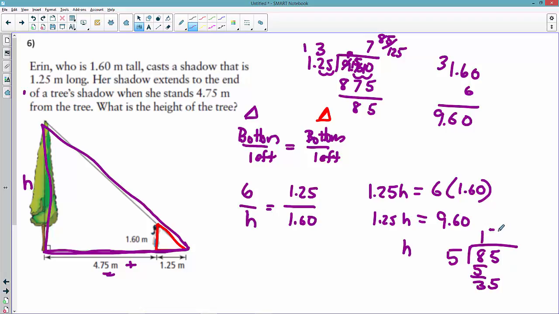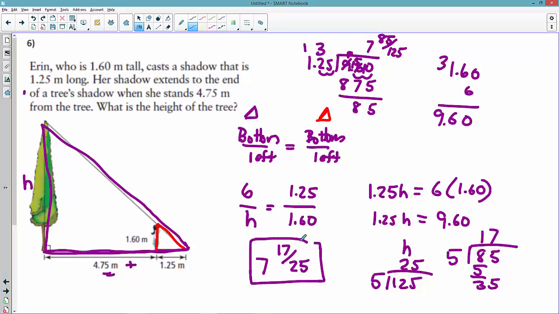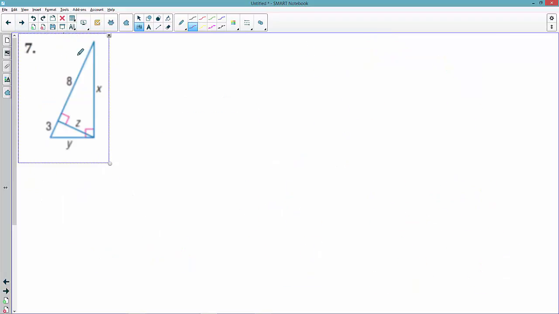This would be a calculator problem, of course. 17. So I get 7 and 17 over, now how many times does 5 go into 125? I think you know this one, it's like 5 quarters, so it's 25. Okay, so 17/25. And that's the final answer. Nothing really complicated except at the end, if you don't have a calculator. This would be a calculator problem, though, on the test, if it was given to you in decimals.